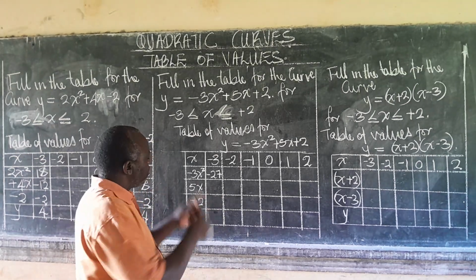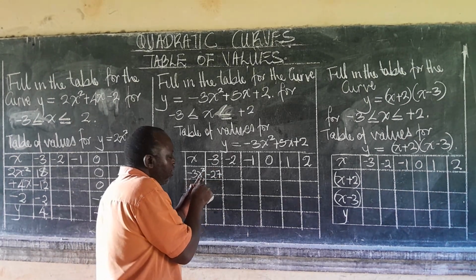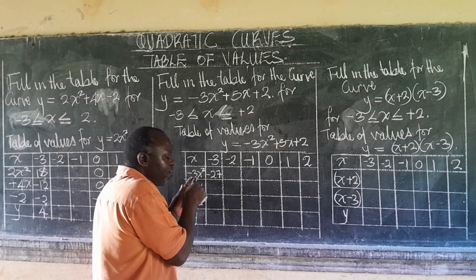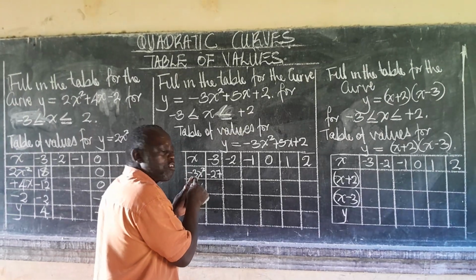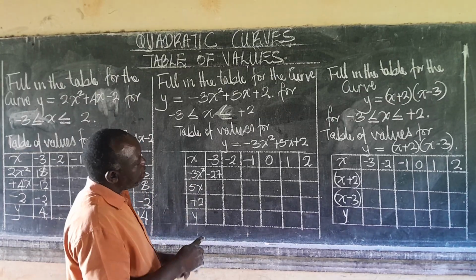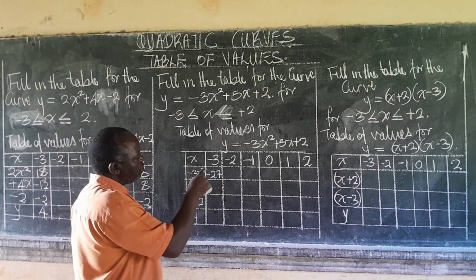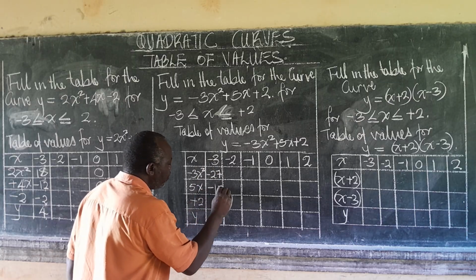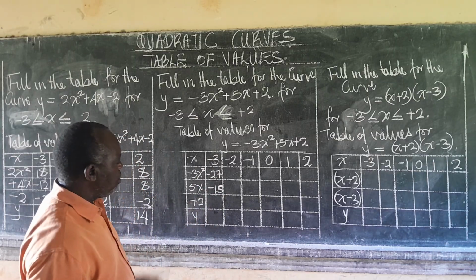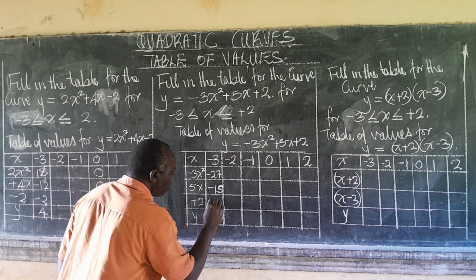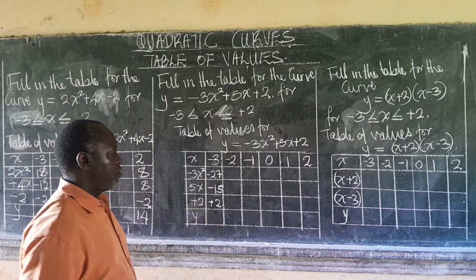Negative 3 squared, you get 9. 9 times 3, you get 27. And here is a negative, therefore make it a negative. Then after that, we say 5 times negative 3, we get negative 15. Then after that, we are having plus 2. This is a constant. Plus 2.